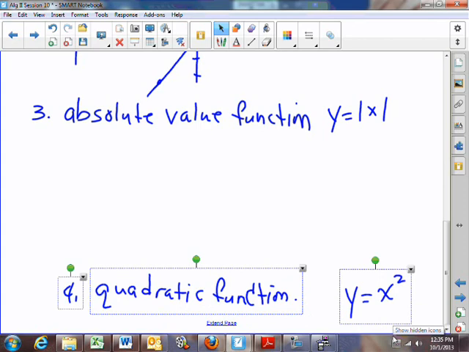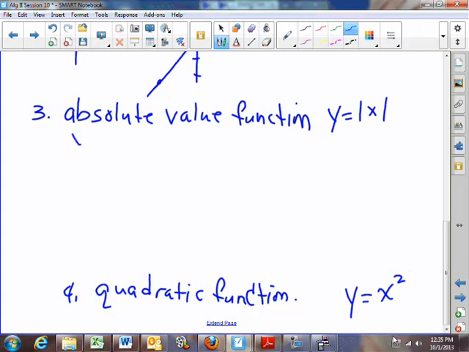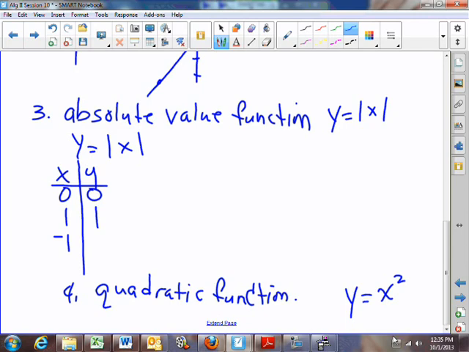Now, that would be y equals the absolute value of x. Now, if we again make a chart for x and y, we could start with 0 for example for x. If x is 0, y is the absolute value of 0, which is 0. If x is 1, y is the absolute value of 1, which is again 1. If x is negative 1, y is the absolute value of negative 1, which is 1. If x is 2, y is the absolute value of 2, which is 2. And if x is negative 2, y would be the absolute value of negative 2, which is 2.